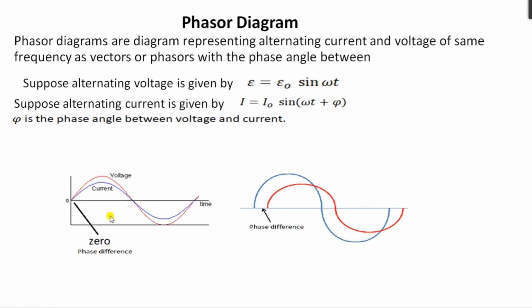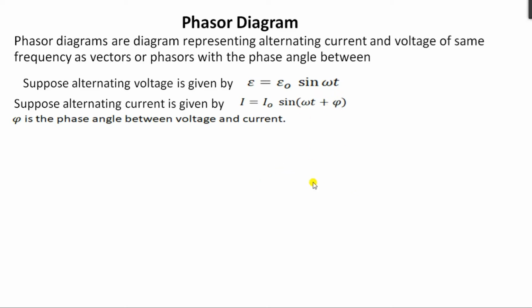Here voltage and current start from the same point and end at the same point. That means there is no phase difference. So here the phase difference is 0, this φ is 0. But here you can see current and voltage are starting from different points, so there is a difference of phase between them. So we can say there is a phase difference and φ is not 0 for this case.